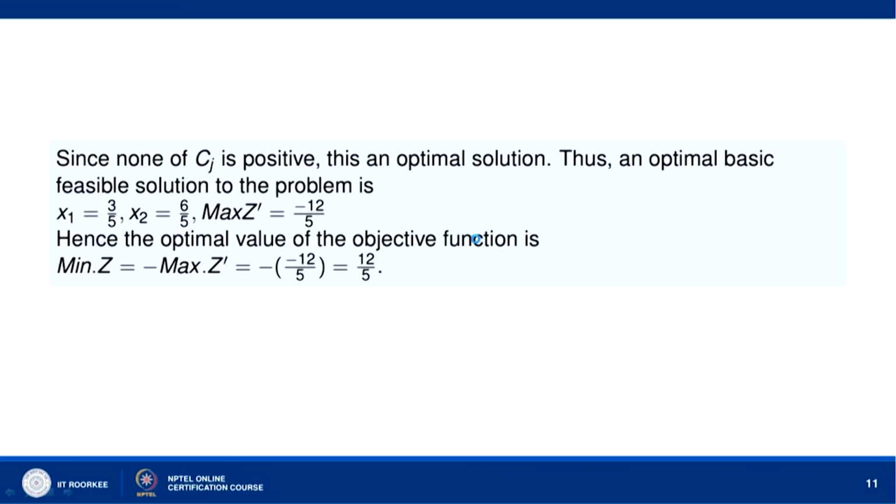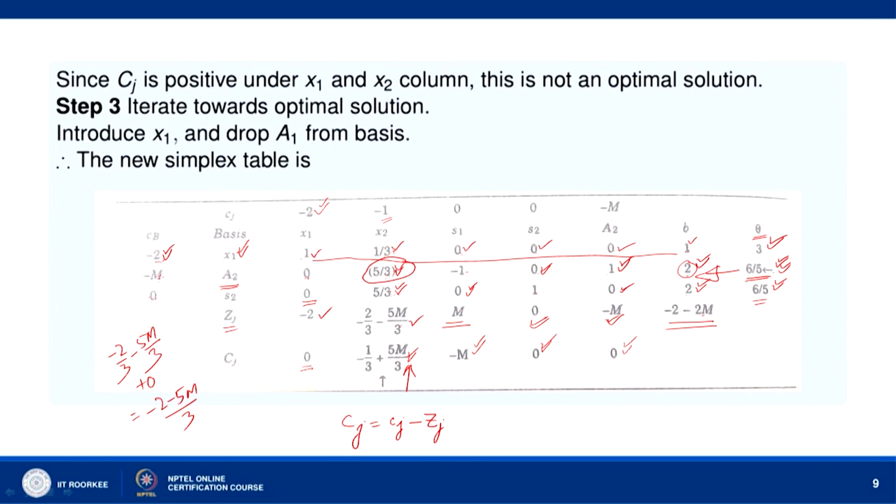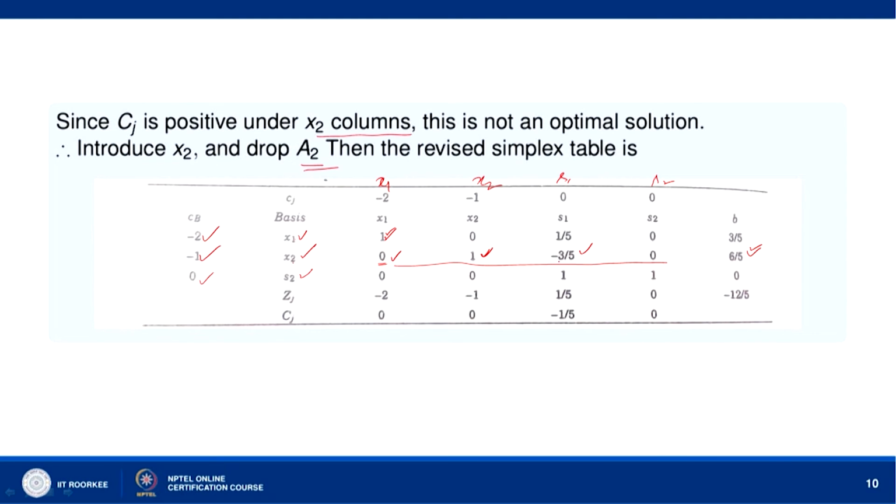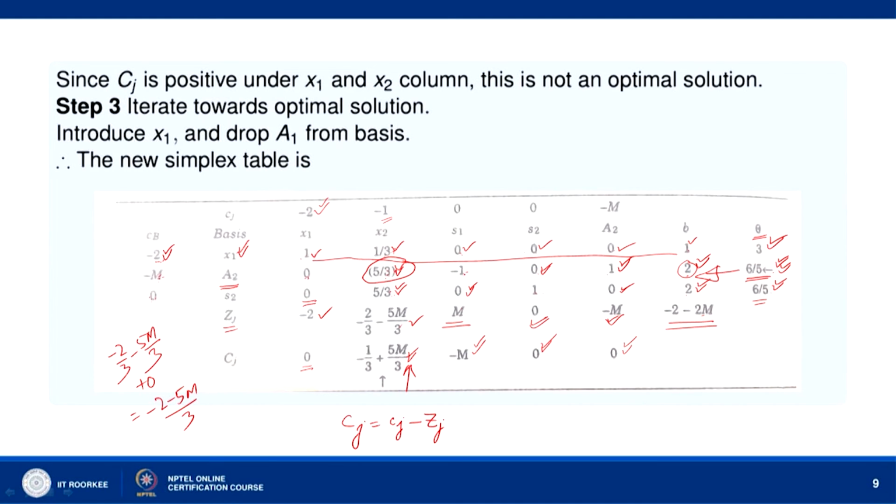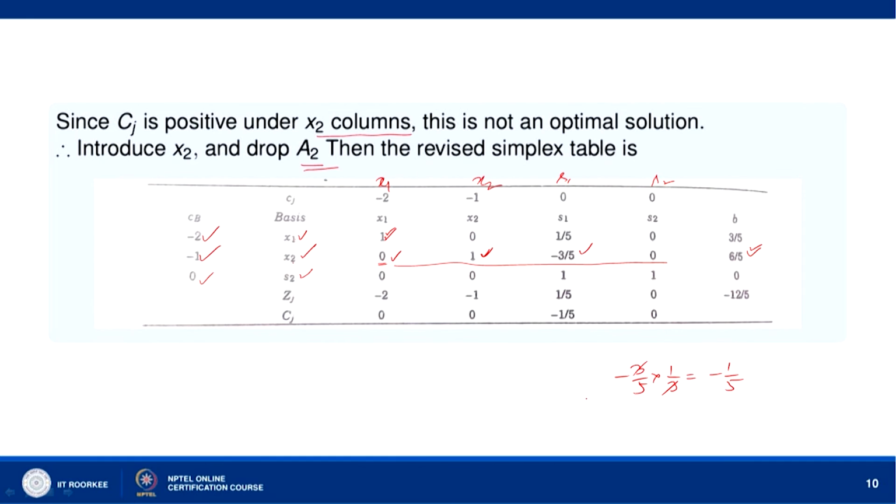Here what will we have? This 1 by 3: after making the key element as 1, we are multiplying by 1 by 3 and subtracting. So, we get 0 there. And here, this became minus 3 by 5, right. So, we are multiplying by 1 by 3 and subtracting. Minus 3 by 5 into 1 by 3 equals minus 1 by 5. Now, this quantity we have to subtract from 0. So, we get 0 minus minus 1 by 5, which is equal to 1 by 5. So, we get 1 by 5 here.